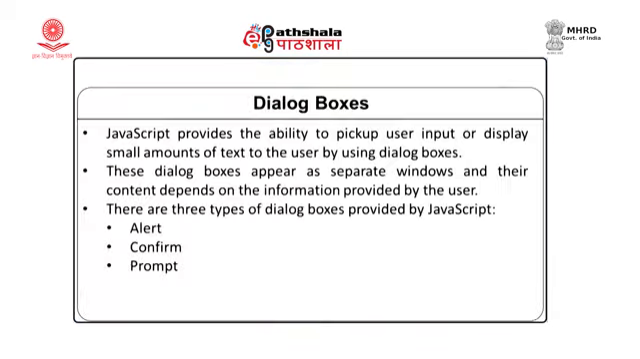with dialog boxes. Dialog boxes are a feature which can be used to pick up user input or display a small amount of text to the user. These dialog boxes appear as a separate window and their content depends on the information provided by the user. That means they can be used to display custom messages to the user, either to provide a message or to accept input from the user. So, JavaScript supports three types of dialog boxes.